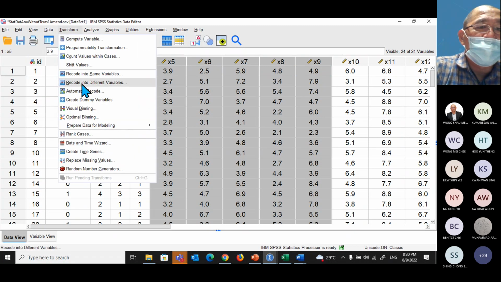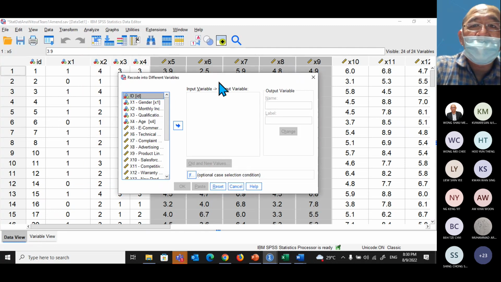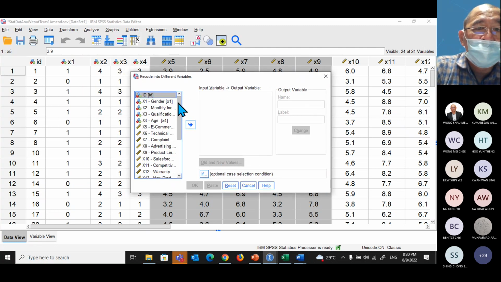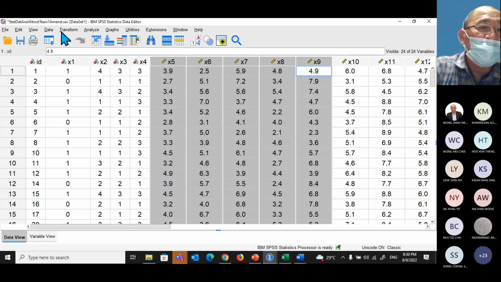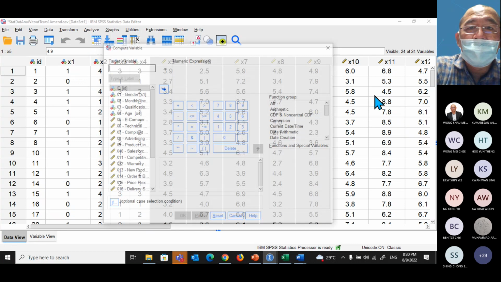Transform, recruit into different variables. You see, 5 until 9 you sum together, but actually some of them may offset each other. Therefore, for this one you use this method. Sorry, not recruit. Transform, compute variable.